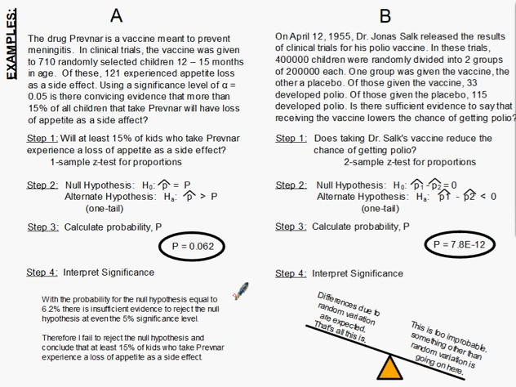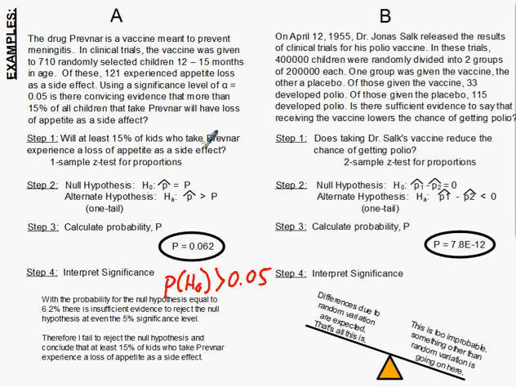With the probability of the null hypothesis equal to 6.2%, there is insufficient evidence to reject the null hypothesis, even at the 5% significance level. A short way of writing this: the probability of the null hypothesis is greater than 0.05. Therefore, I fail to reject the null hypothesis and conclude that at least 15% of the kids who take Prevnar will experience a loss of appetite as a side effect.